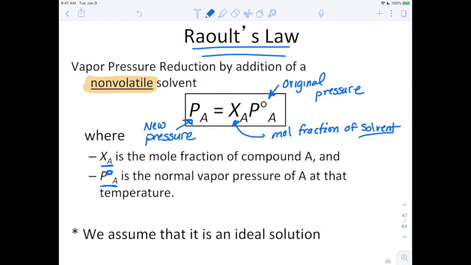So the mole fraction is very similar to a percentage, and in fact, when you're dealing with gases, it is the decimal version of your percent. So if you imagine that you are 80% water, you would take the original pressure of your water times that 80%, and that would give you the new pressure. And here we're going to be assuming that we have an ideal solution. So any questions so far about Raoult's law?